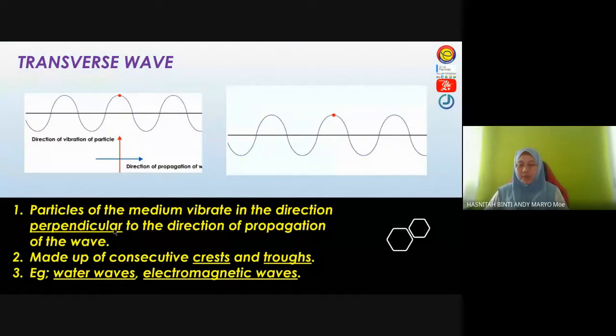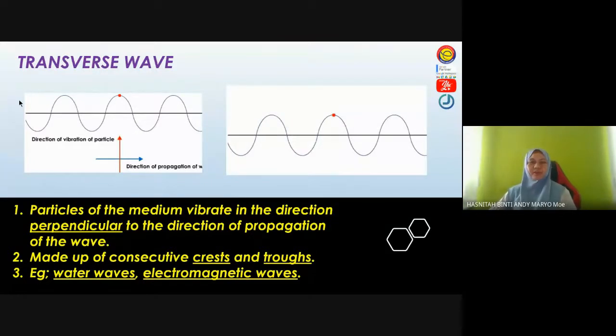Transverse wave is a wave in which the vibration of particle in the medium is perpendicular. So you write there perpendicular, 90 degree to the direction of propagation of wave. And this transverse wave is made up of consecutive crest and trough. Consecutive means side by side. Okay, this is the first crest, this is the second crest, and this is the third crest. So do the trough. This is the first trough, second, third, and so on.